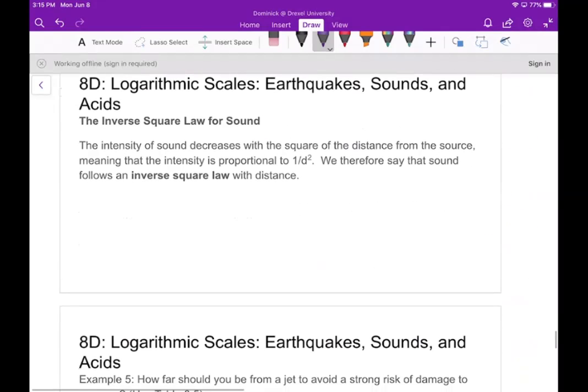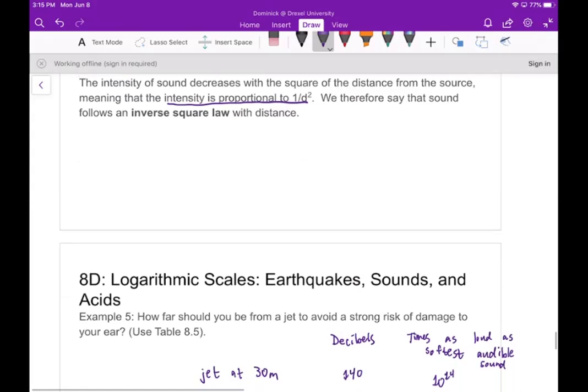Now, one final comment here for sounds is the inverse square law for sound. The intensity of sound decreases with the square of the distance from the source. So this means that the intensity is proportional to 1 over d squared, where d is the distance. So we therefore say that sound follows an inverse square law with distance.